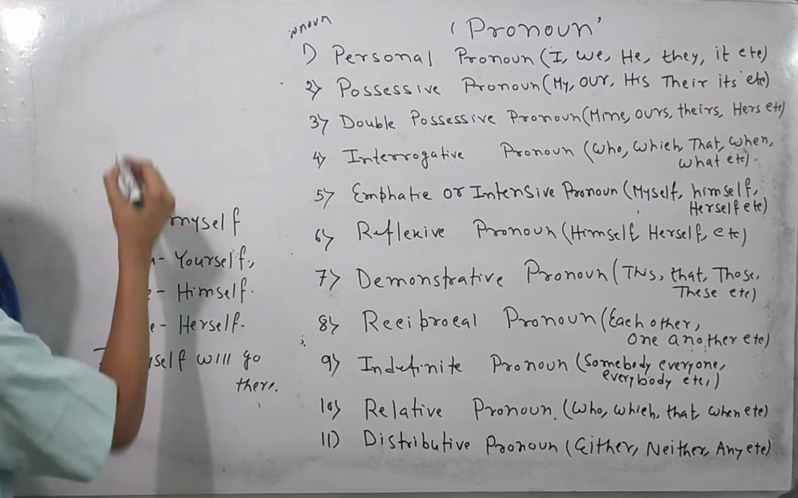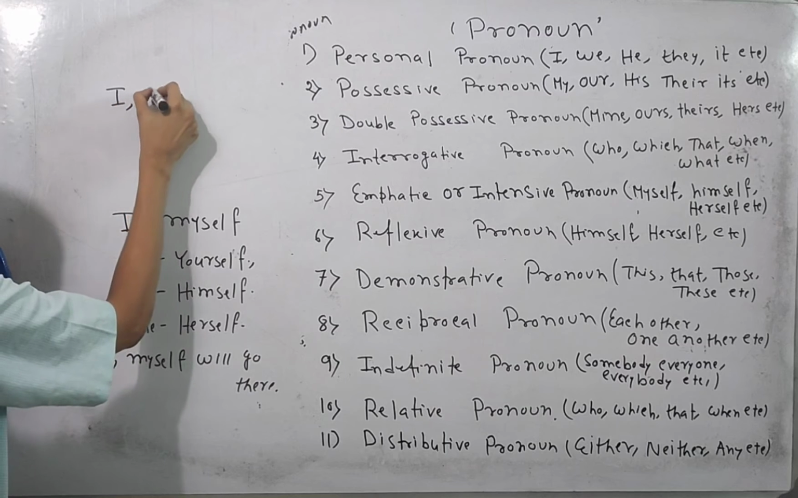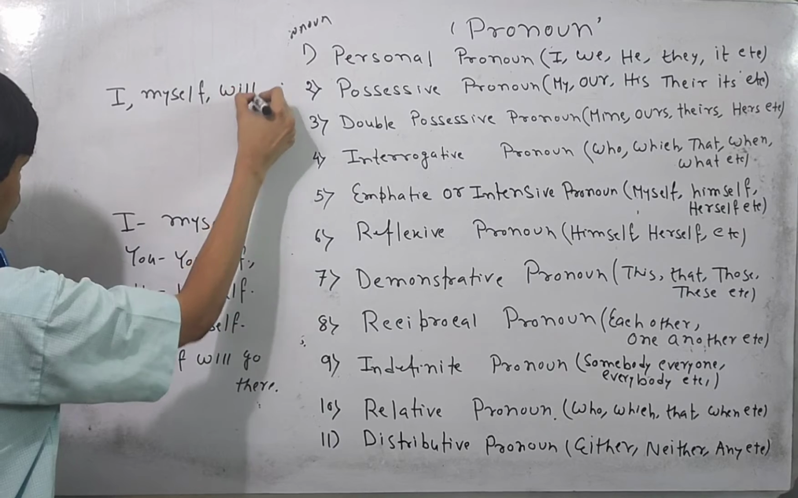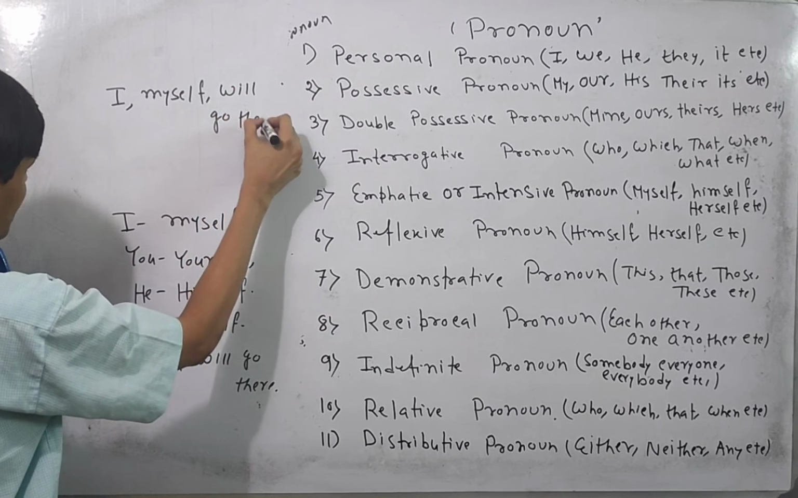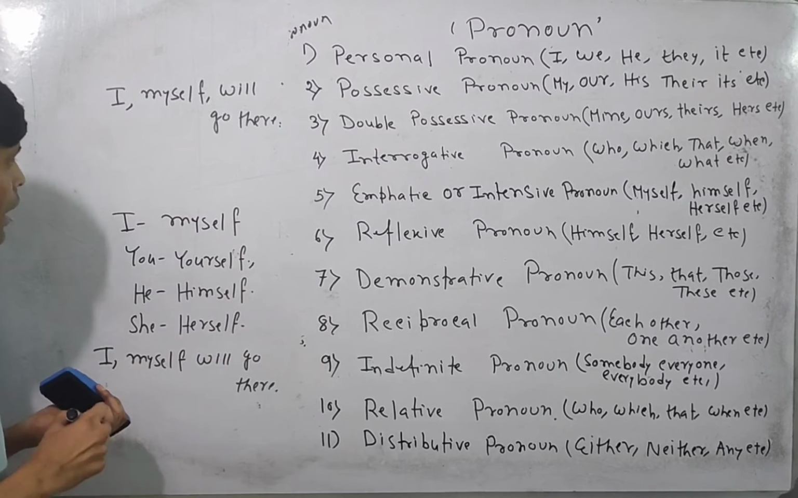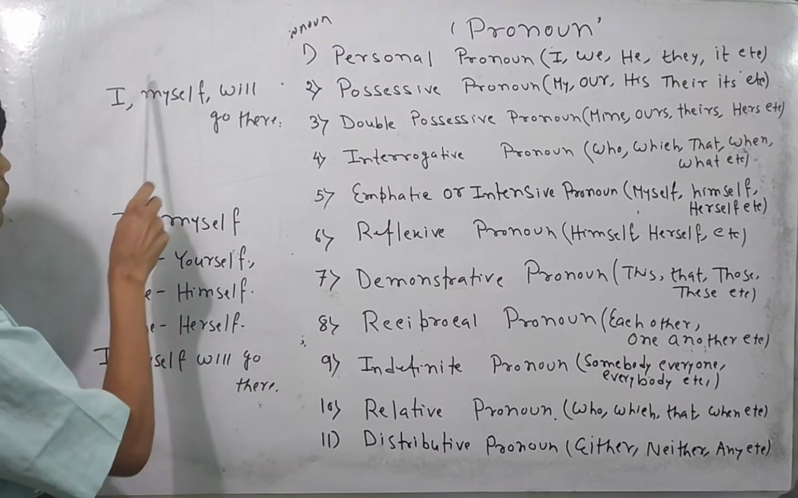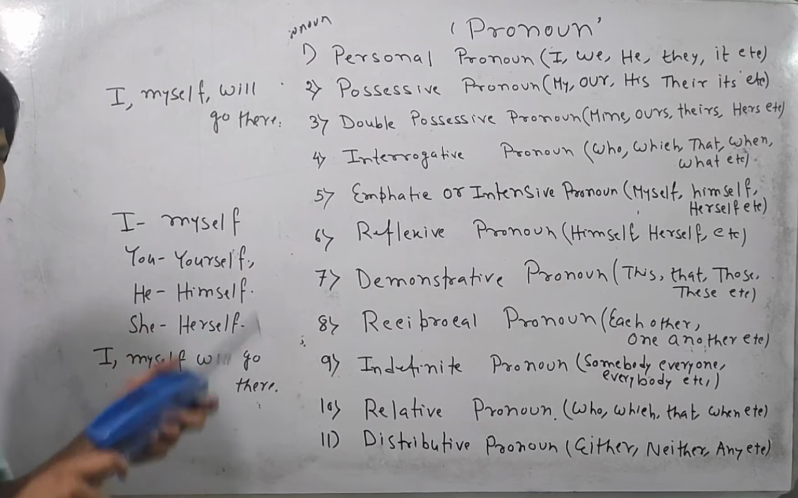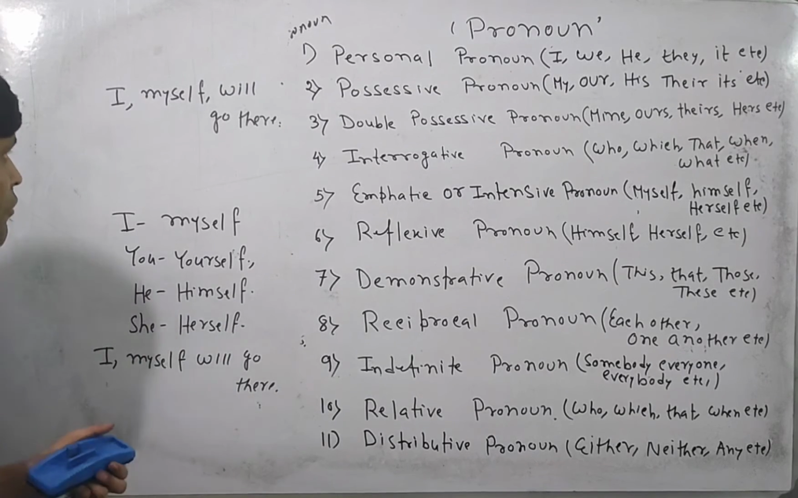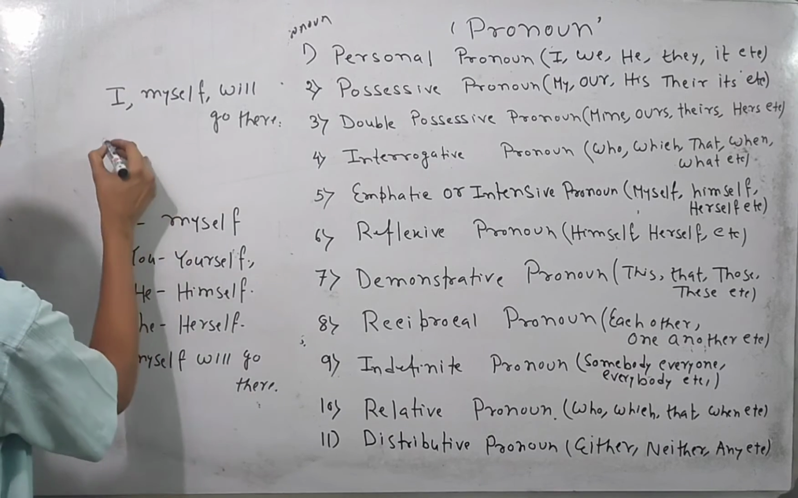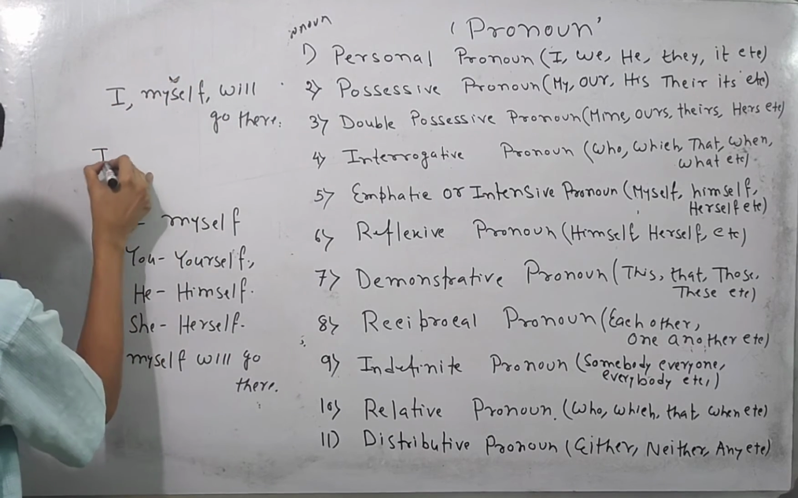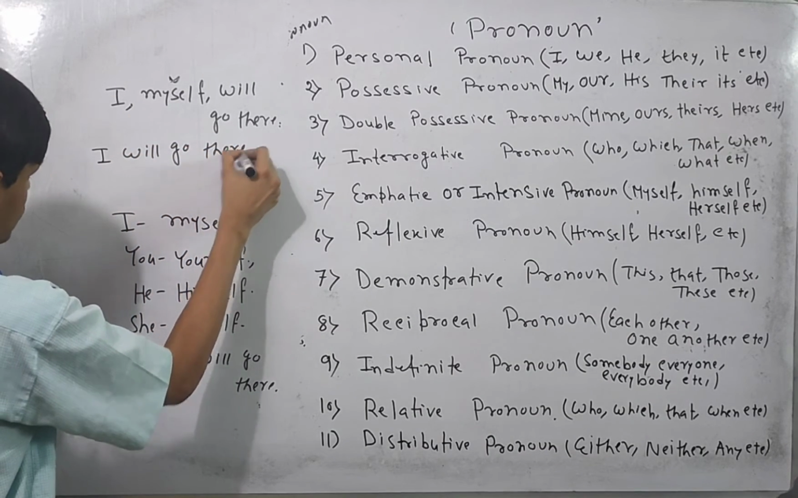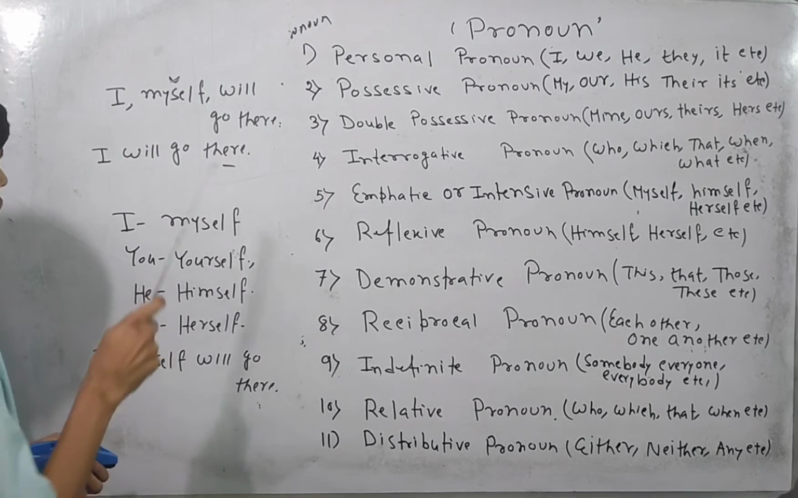So if I write the sentence again, I myself will go there. Now be careful about the sentence construction. There is no need to write this pronoun myself, but here we have written it to strengthen the meaning of the sentence. If I omit this one, I will go there, the sentence still makes a sentence.